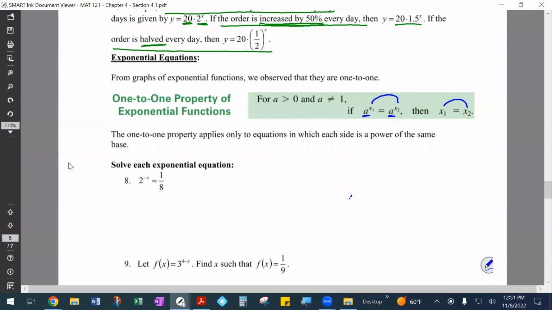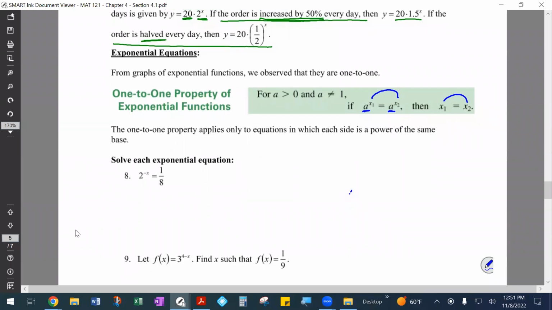So you can see right now in number 8, I have a base of 2 over here, which since it's 2 to the power of -x, technically that left-hand side is 1/2. And on the right-hand side, I have a 1/8. If I can get both my left-hand side and right-hand side to have that same base of 1/2, then I can actually put the two exponents equal to each other and solve for x that way. So this is kind of where we bring in the idea of one-to-one to help us actually solve these equations.